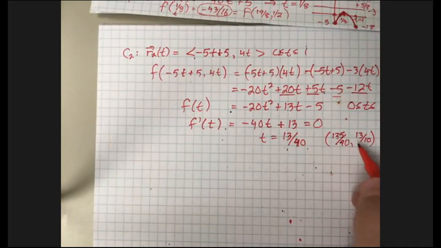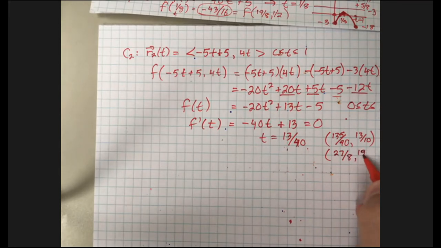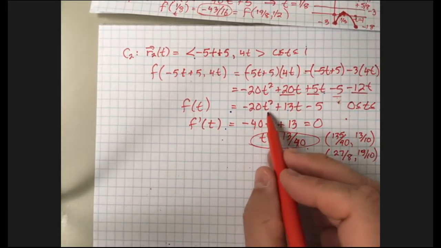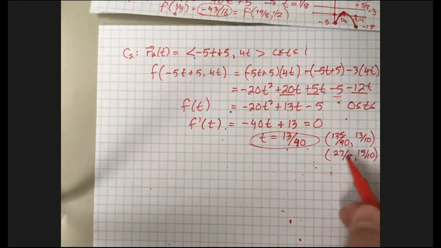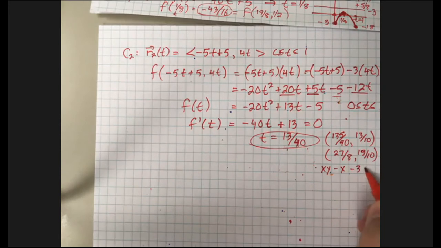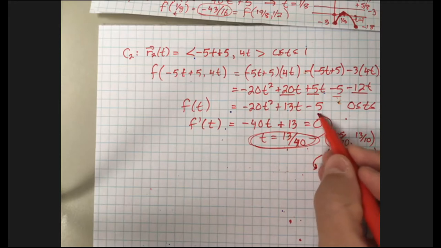Now you can check if that lands on that point. You could also reduce this by fives. You could say 27 over 8 and 13 over 10. But that's an awkward point to insert into this function. I just prefer to put the 13 over 40 in here, but even that's awkward. So let's try it. I don't know which one we're going to prefer, to put this into xy minus x minus 3y, or to put this into this function right here.